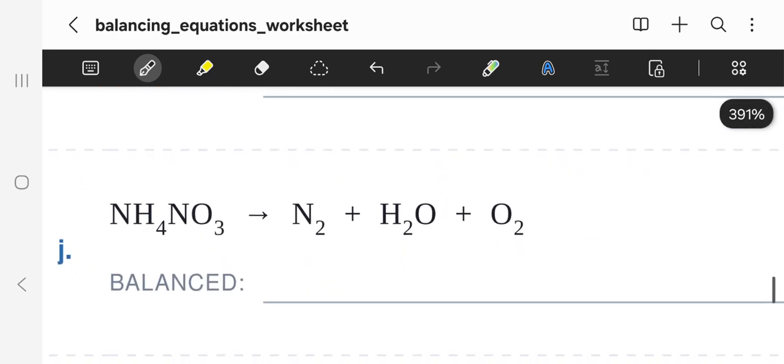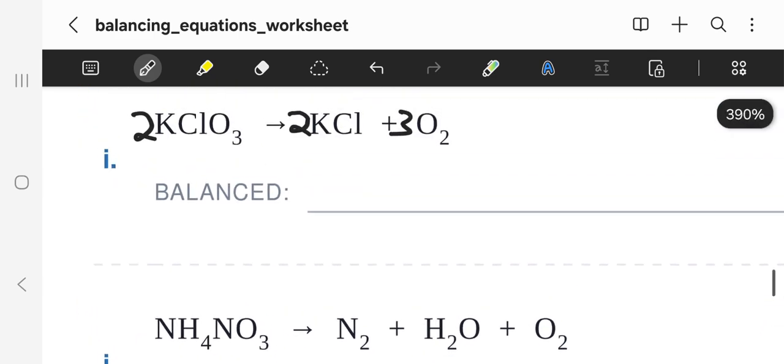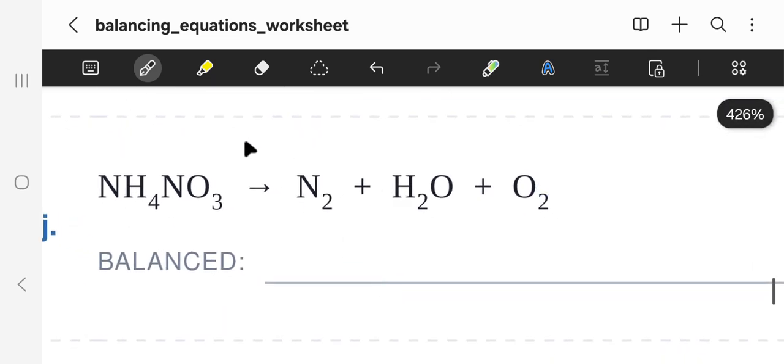I move on now to J. I think it's the last one. By the way, I keep on forgetting to give the names of these substances. My bad on that, guys. So here we have NH4NO3. I have 1 nitrogen, 2 nitrogens.